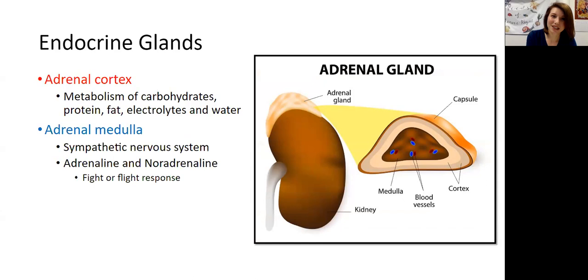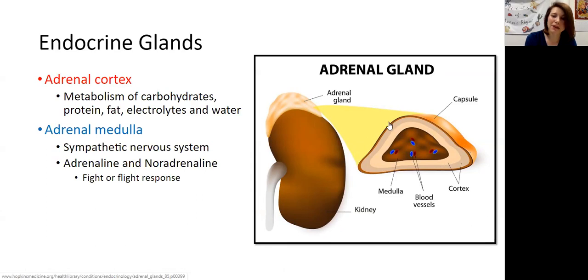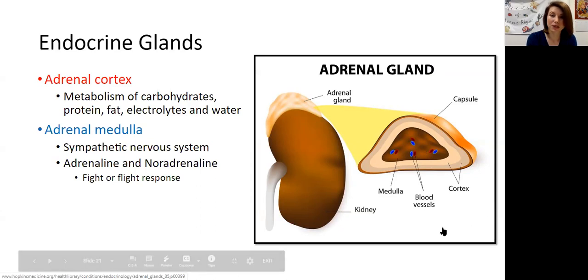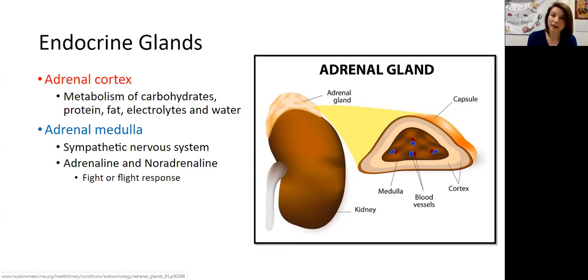All right, so the adrenal glands are a big component in metabolism and in stress response. The adrenal gland is broken down into two components. There is the adrenal cortex, which is the outer area of the adrenal gland. This is responsible for metabolizing carbohydrates and fats. It's responsible for maintaining a proper electrolyte balance and proper hydration levels in the body. And then the adrenal medulla, which is the inner area. This is a big component of the sympathetic nervous system. So this is part of our fight or flight response, where we get adrenaline and noradrenaline created in this medulla.